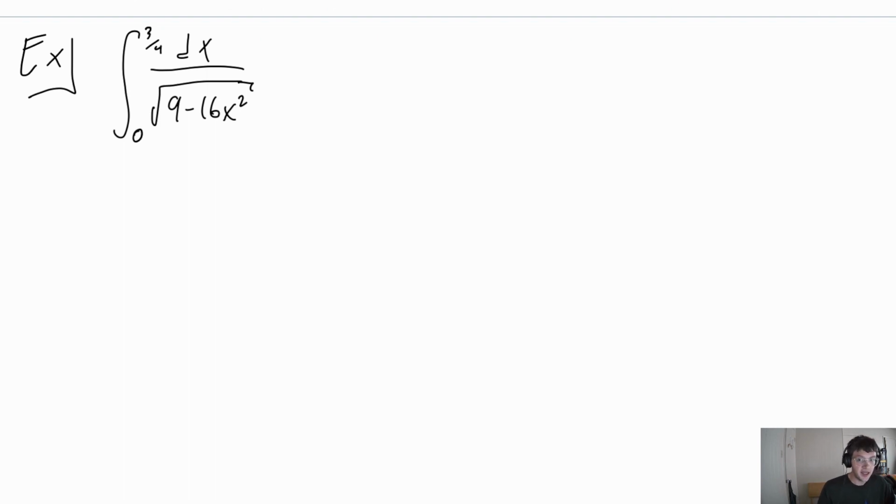Should I edit this out? No. So we have the integral from 0 to 3/4 of dx over root 9 minus 16 x squared. Again, I'm going to move this dx to the side. That's totally okay. We get 1 over root 9 minus 16 x squared dx.